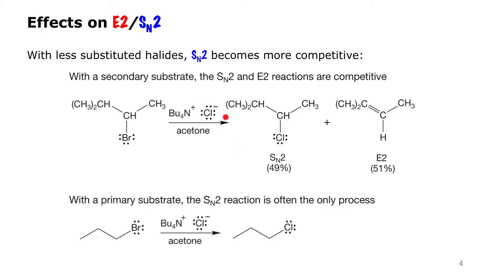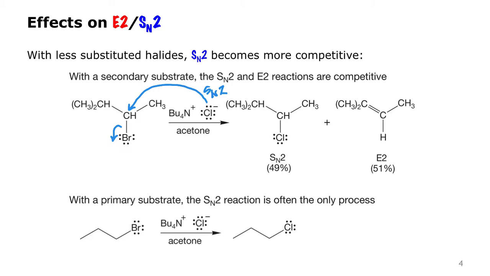But the chloride ion can also act as a Bronsted base and deprotonate this compound, and we get a significant amount of E2 product. If we think about where the chlorine is going, the SN2 reaction is the direct displacement of bromine by the chloride. And that's a reasonable proposition given that this is a secondary carbon that the nucleophile is interacting with, and chloride is a quite small nucleophile.